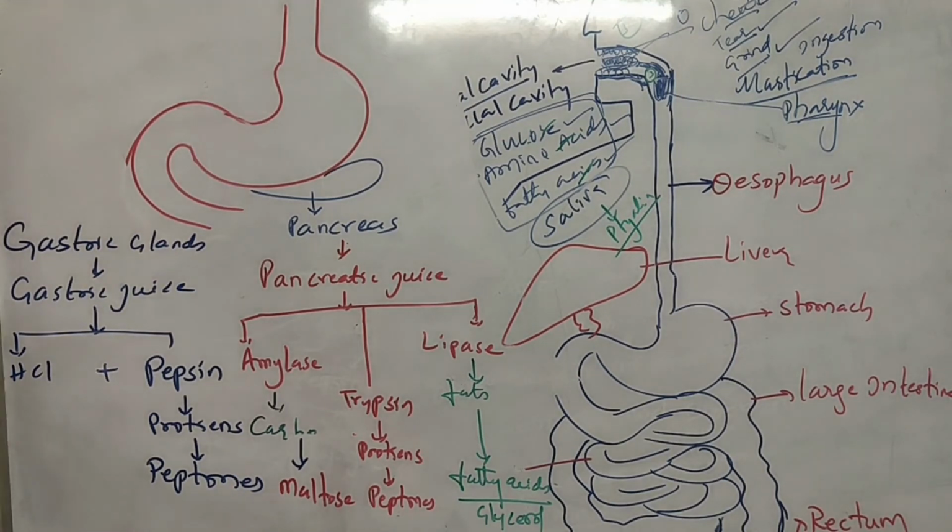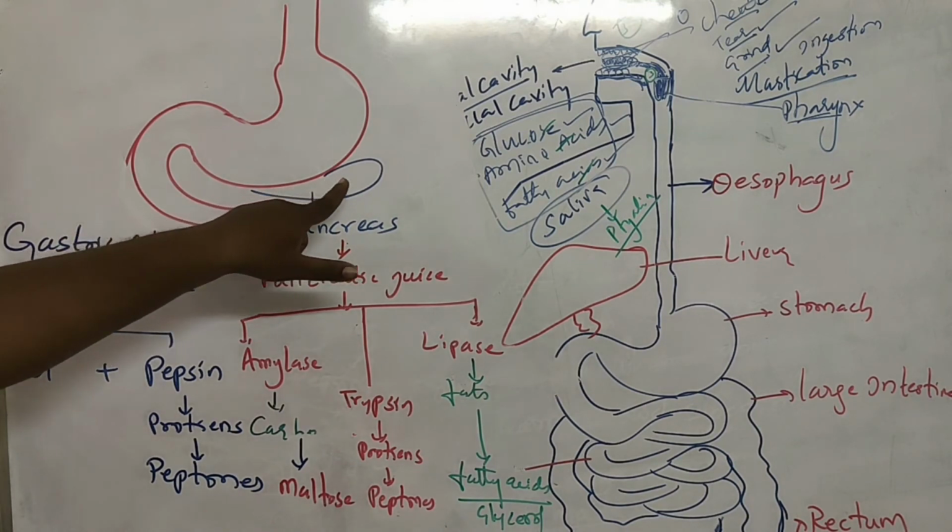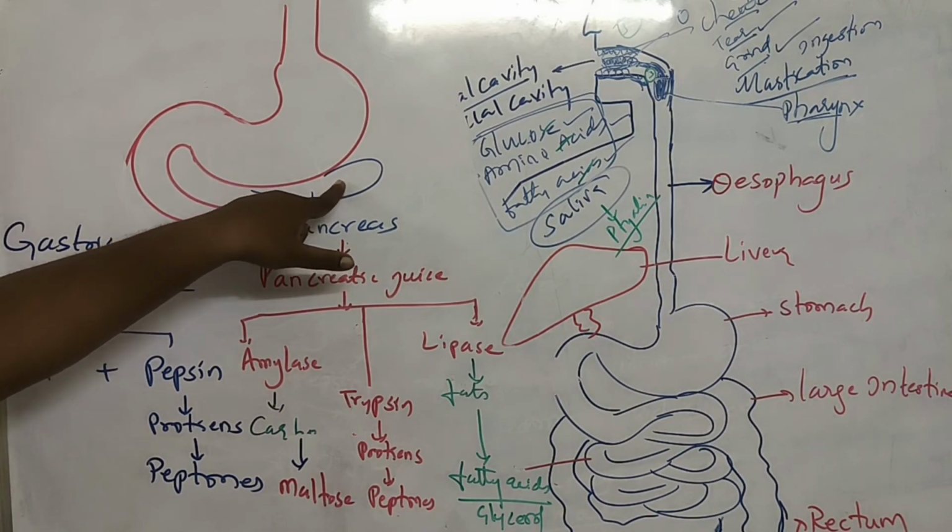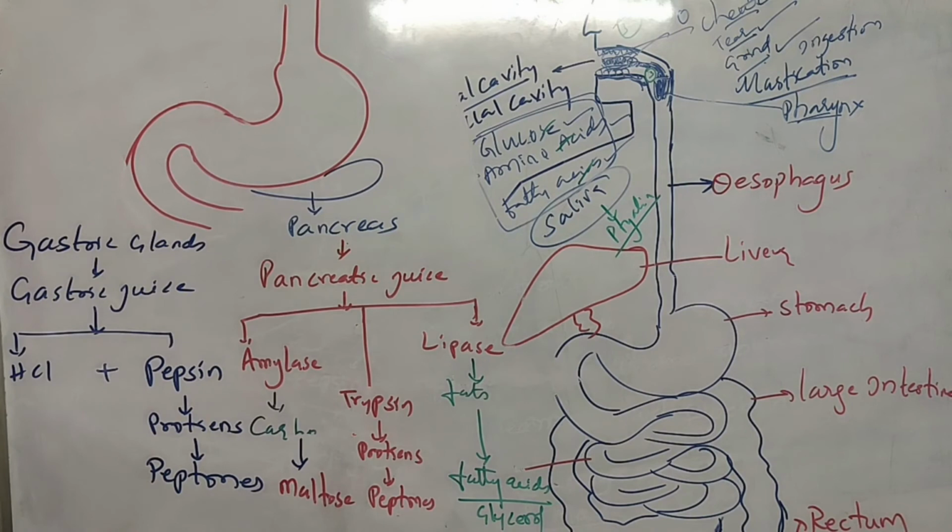Okay children, so what we have learned till now. These are the gastric glands which give out the gastric juice. It will have the HCl and also pepsin. So pepsin will convert the proteins into peptones. Okay, so this is a part of that, and HCl, we have already seen its function. The next one is the pancreas. Pancreas is another gland which is a mixed gland, which means it is both an exocrine gland and also an endocrine gland. So I'll explain what an exocrine gland and endocrine gland are in the next topic.